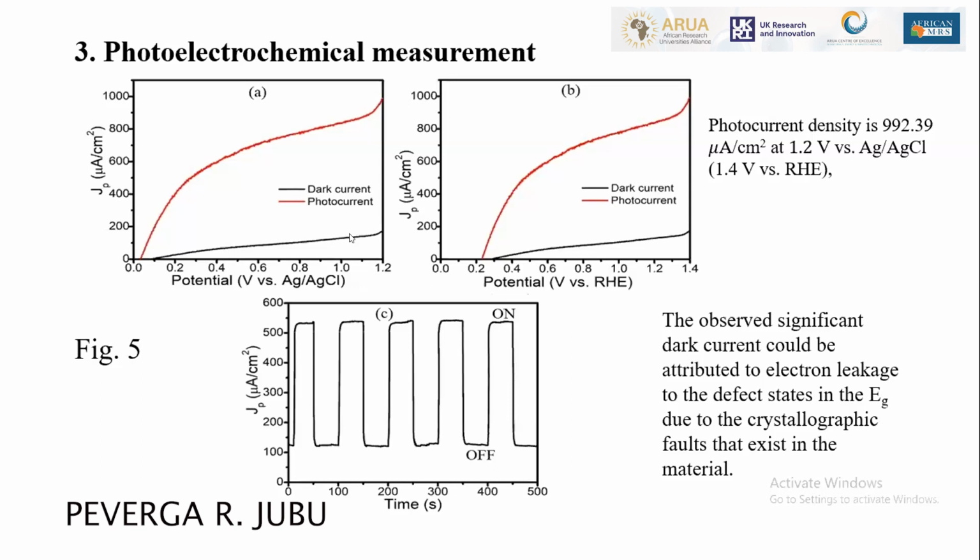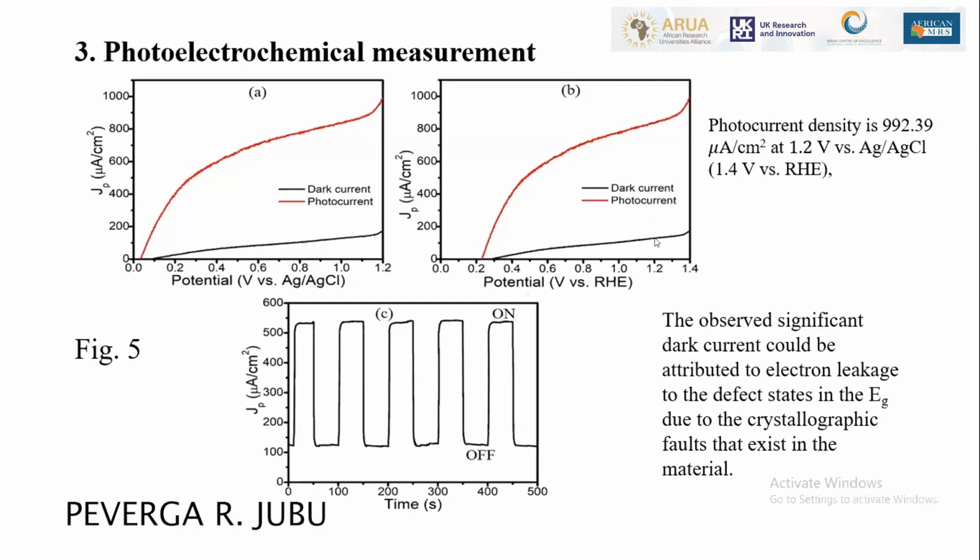Upon light illumination using xenon lamp, UV light, the photocurrent was observed to increase significantly up to a high value of close to 1,000 microampere per centimeter square. And then for easy comparison, we converted the response to reversible hydrogen electrode, so that it can be easy to compare with other data.